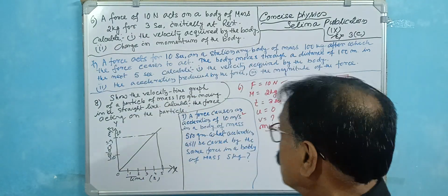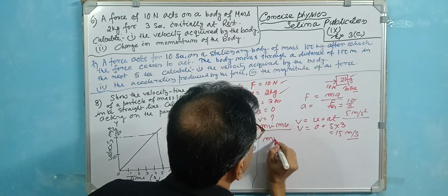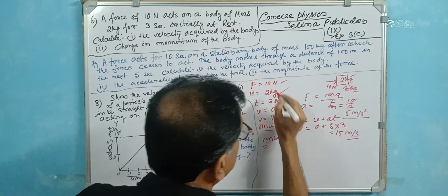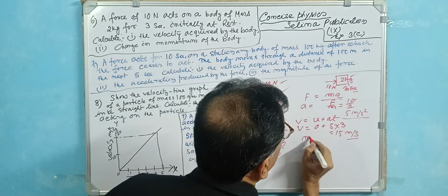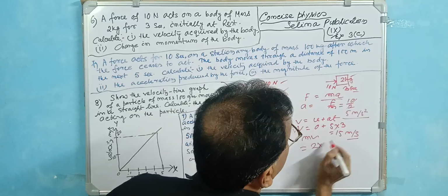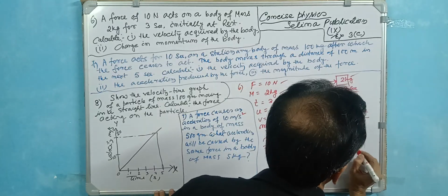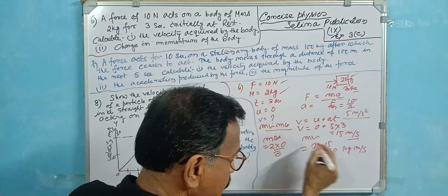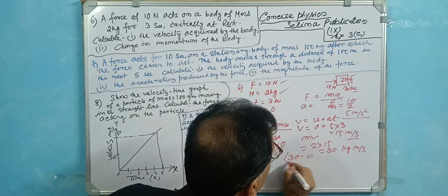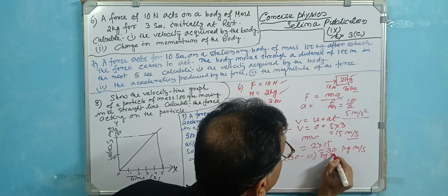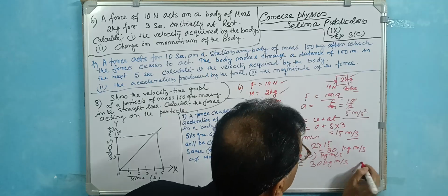Now, what is the change in momentum? In the first case, the rest condition, the momentum is mu, where m is 2 and u is 0, so 0. Now the developed momentum is mv, where m is 2 and v is 15, so 30. The unit of momentum is kg meter per second because m is in kg and v is in meter per second. So the change in momentum is 30 minus 0 kg meter per second. The answer is 30 kg meter per second.